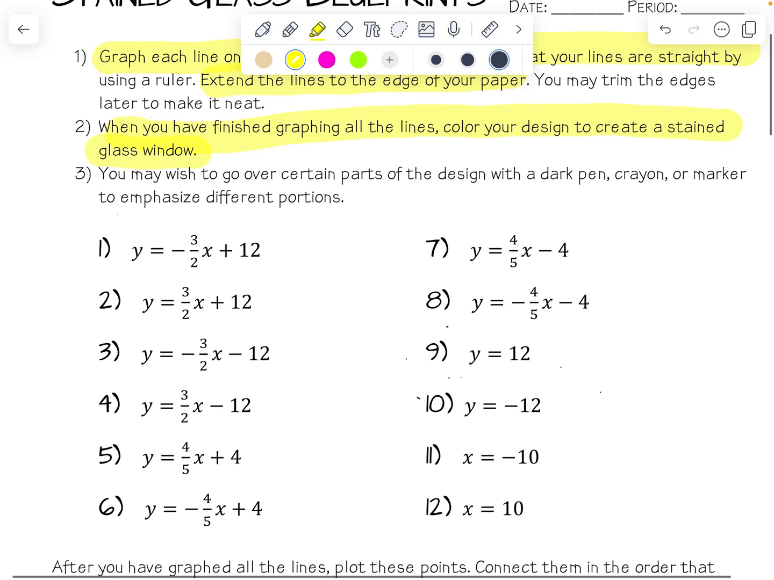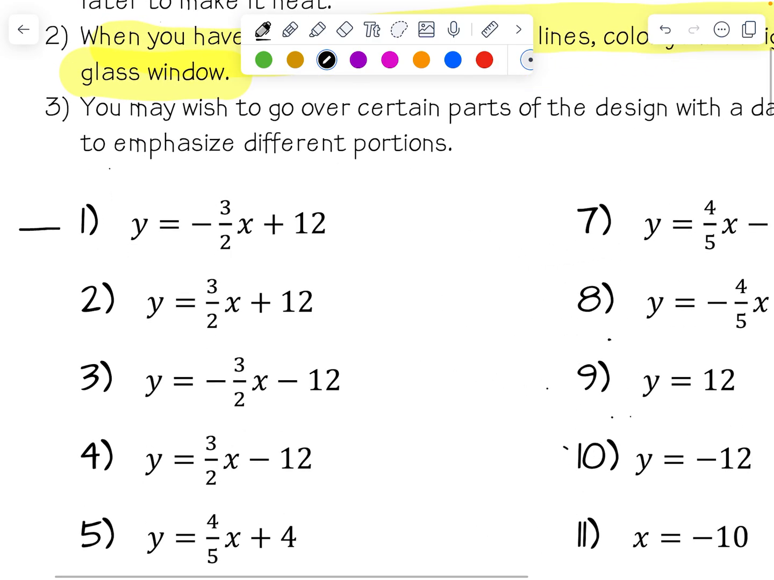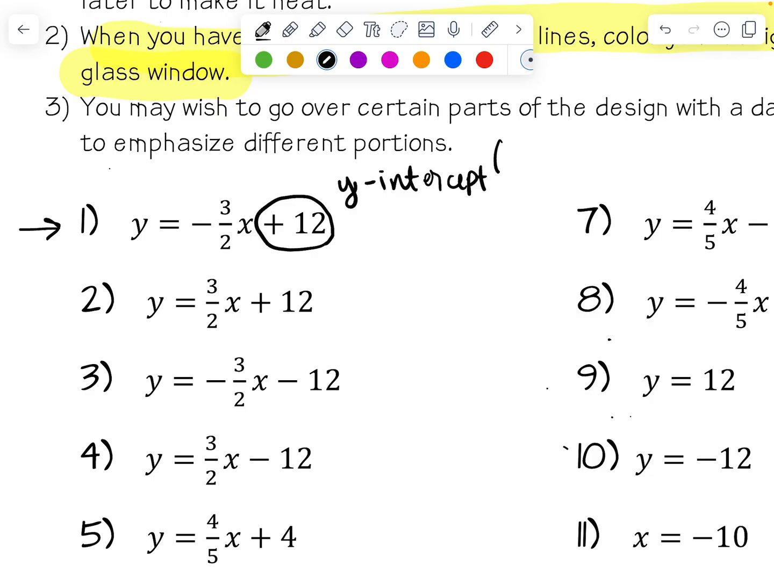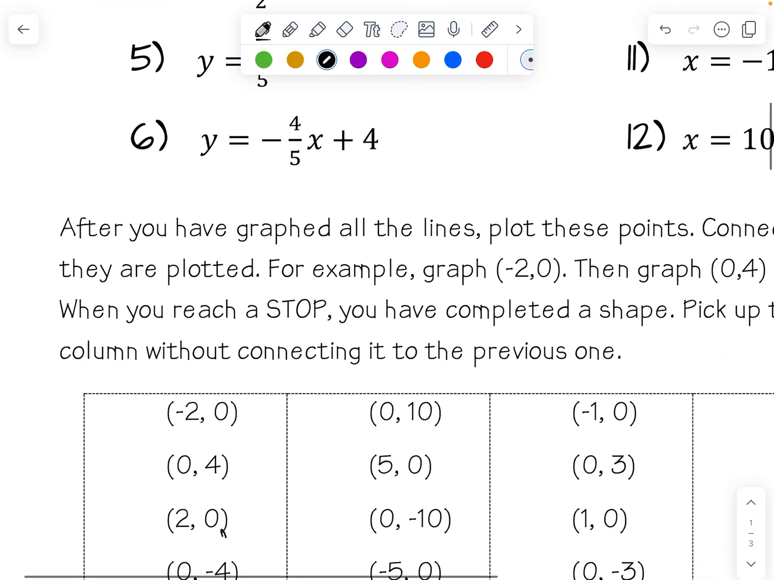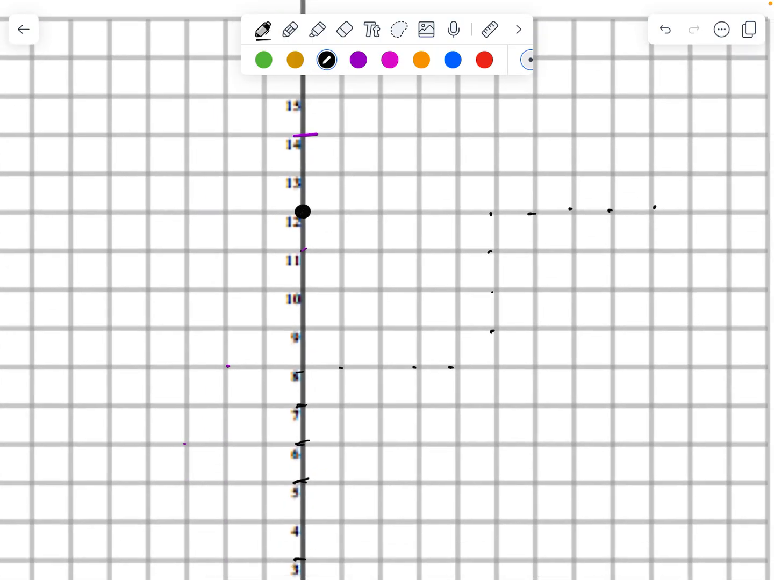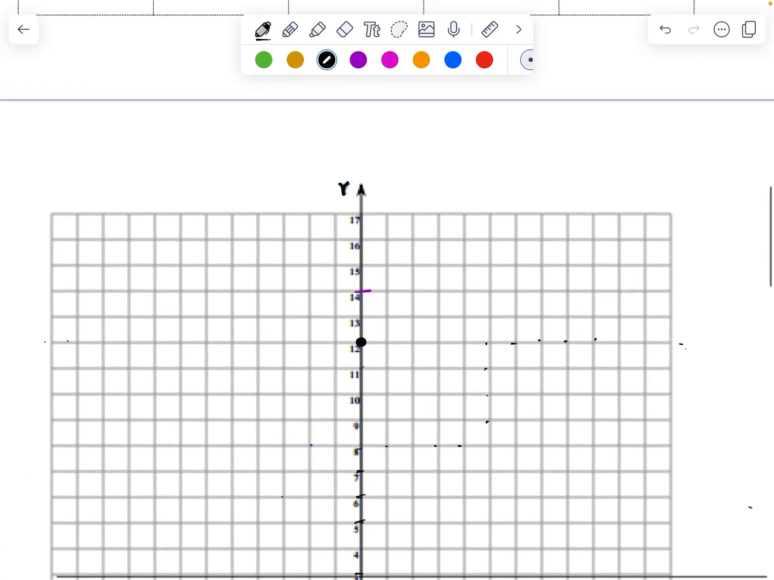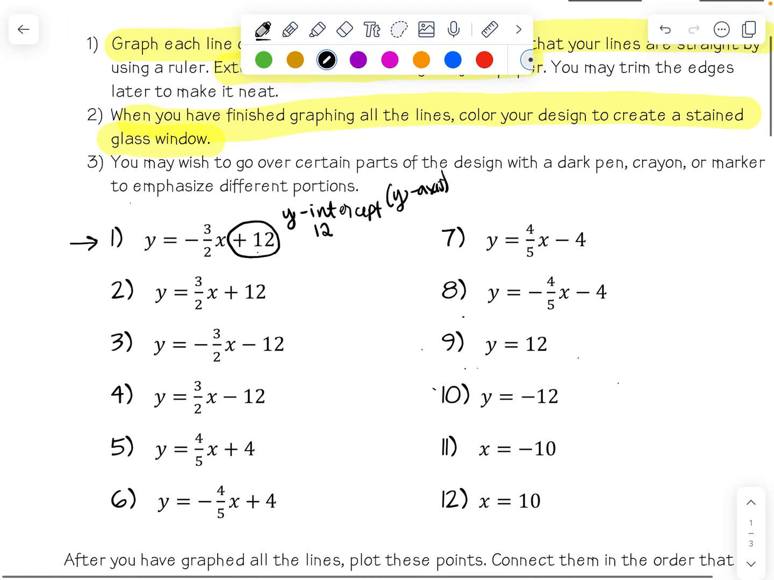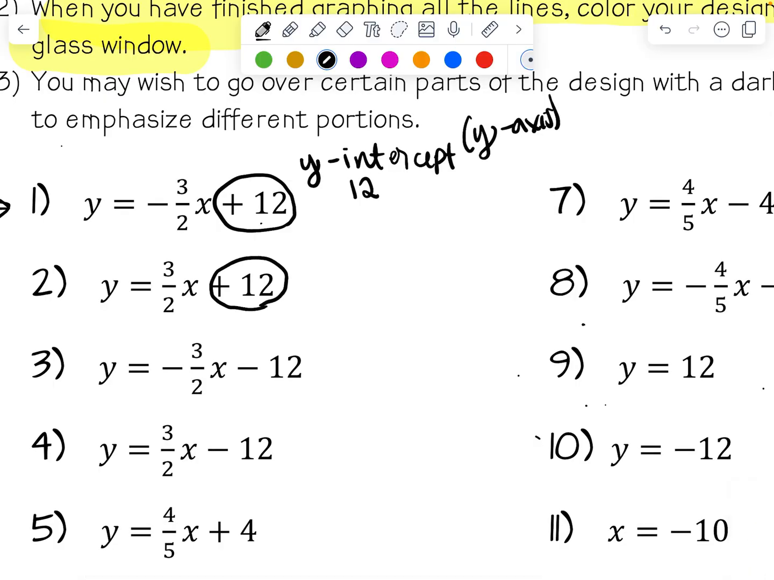Okay, let's go ahead and break it down. When we have a linear equation, we first want to identify the y-intercept. The y-intercept is the first point that's found on the y-axis. It's on the y-axis, and this one is positive 12. So we can go to the y-axis. Here is the y-axis, and we will find 12 and put a point. That is our very first direction in each equation. You can see this one is also starting at 12.